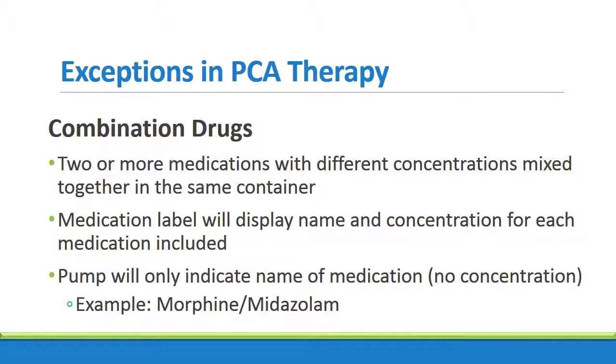Although the medication label will provide you with the name of the drug and the concentration, the pump will only display the name of the drugs in the combination. When prescribed, prescribers will determine the dose of each medication and based on that, determine the appropriate concentration for each medication.